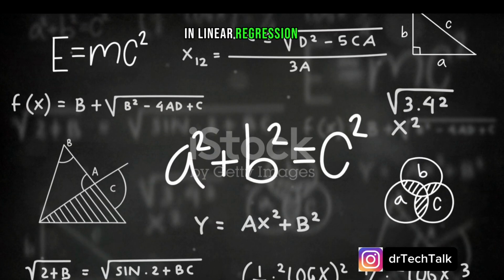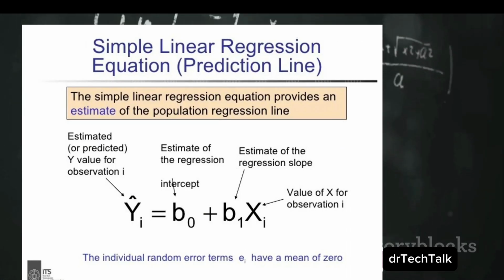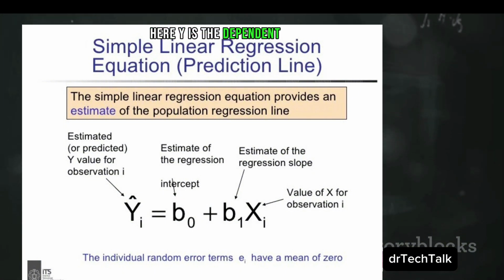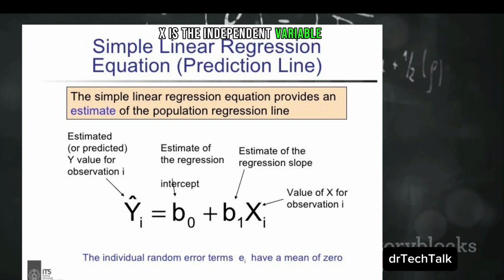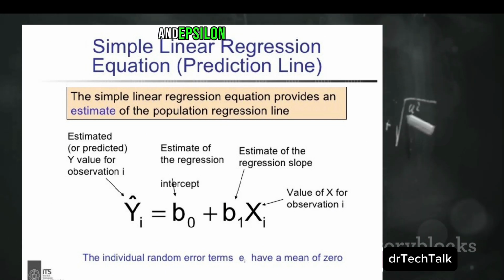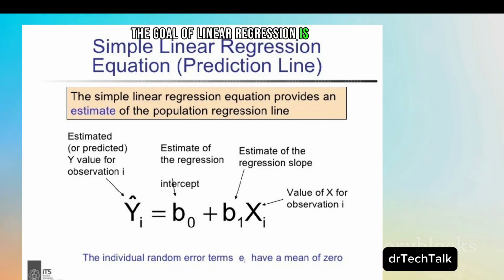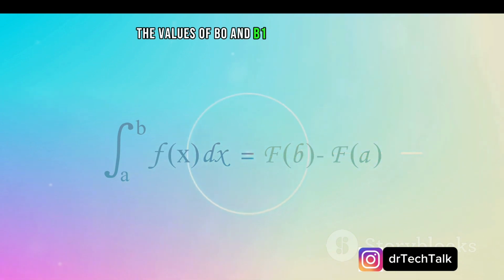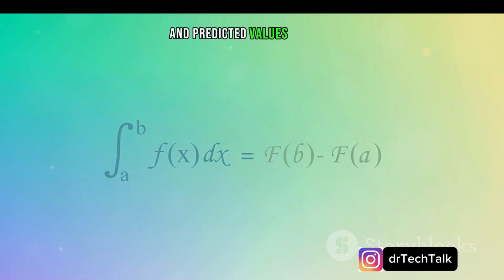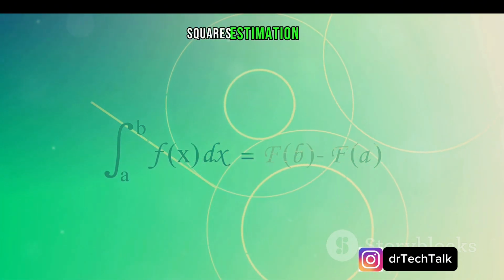In linear regression, we use the equation of a straight line represented as y equals b0 plus b1x plus epsilon. Here, y is the dependent variable, x is the independent variable, b0 is the intercept, b1 is the slope of the line, and epsilon is the error term. The goal of linear regression is to find the values of b0 and b1 that minimize the sum of squared differences between the observed and predicted values of y. This process is often done using least squares estimation.